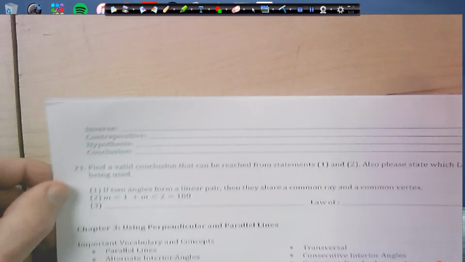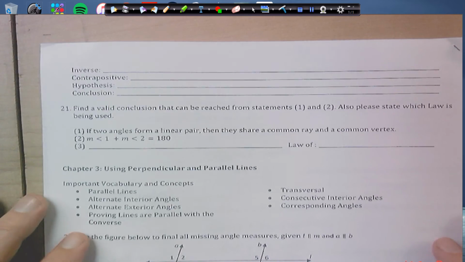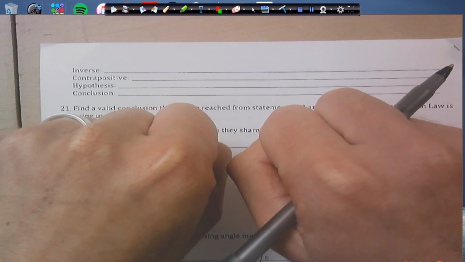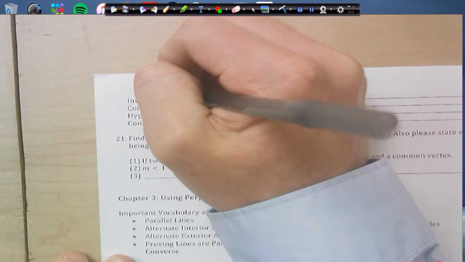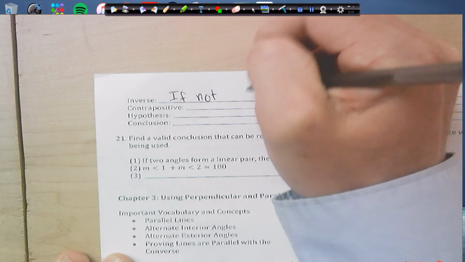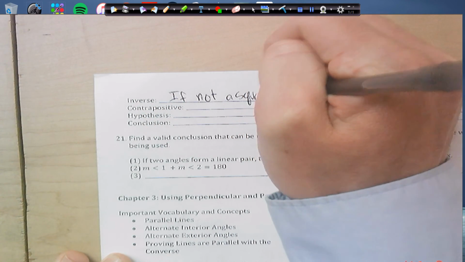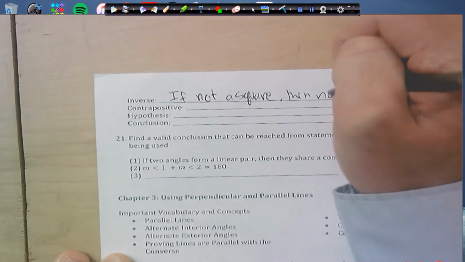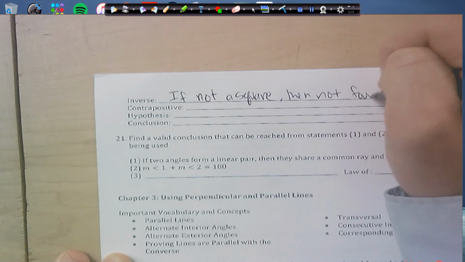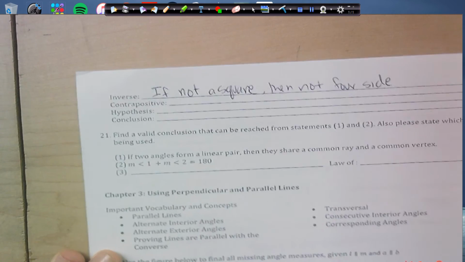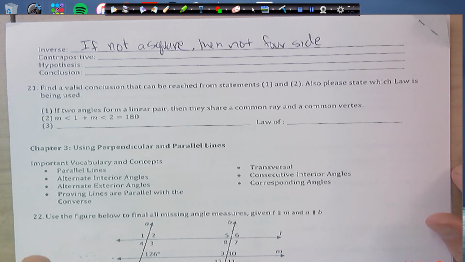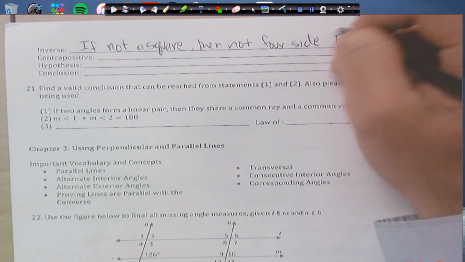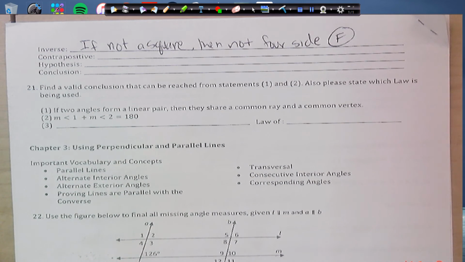On the back page, the inverse. So that would be taking the conditional and then negating it. So if not a square, then not 4 sides. And that's not true as well, because a rectangle has 4 sides and it's not a square.